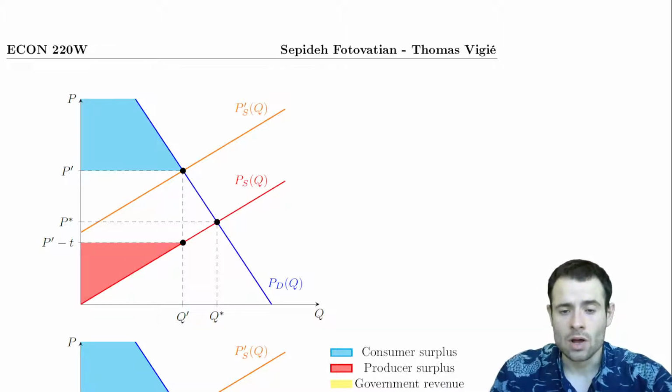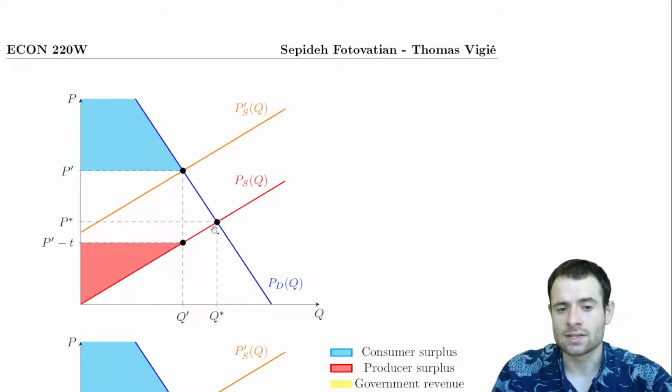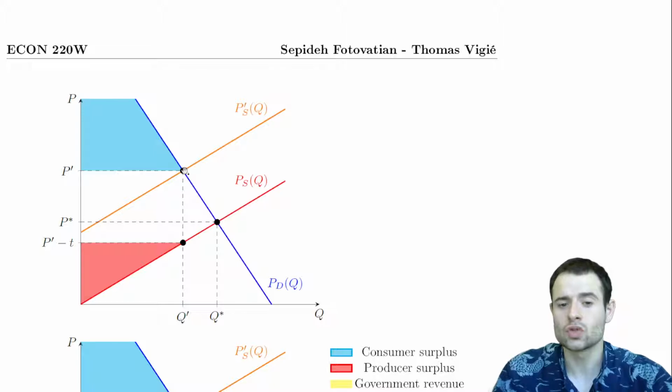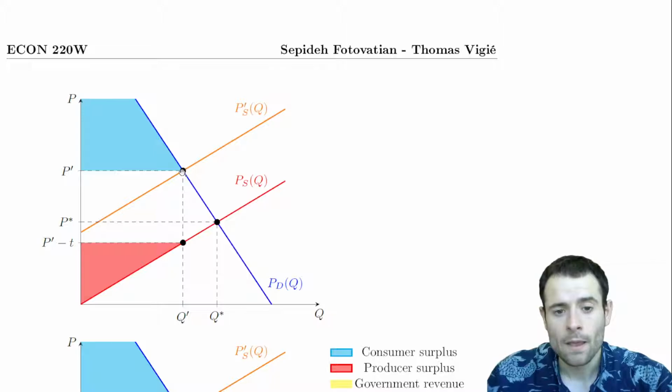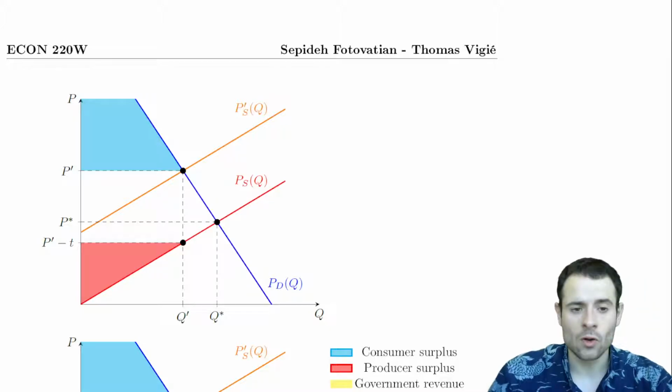The old equilibrium was located at P star, Q star. The new equilibrium will be located where PS prime meets PD, where the new supply meets the demand, at P prime, Q prime. P prime will then be the price that consumers pay, but firms are not receiving a price P prime. They are receiving a price P prime minus the tax, because they will have to pay this tax to the government at the end of the day.